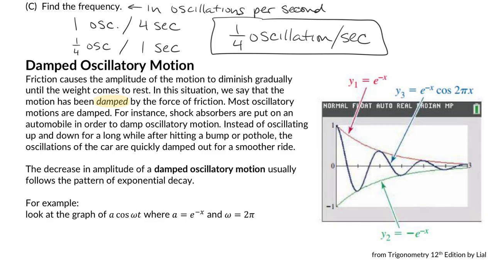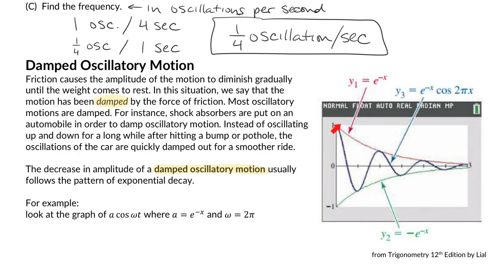So a decrease in amplitude of a damped oscillatory motion usually follows the pattern of exponential decay, meaning it's bounded by 2 exponential decay functions, one that is reflected and one that is normal. So if we look at this example, let me point with the pointer. This is an example of an oscillatory motion. So there's the cosine of 2 pi times t, right? But the amplitude has this exponential function in it instead of just a regular number.